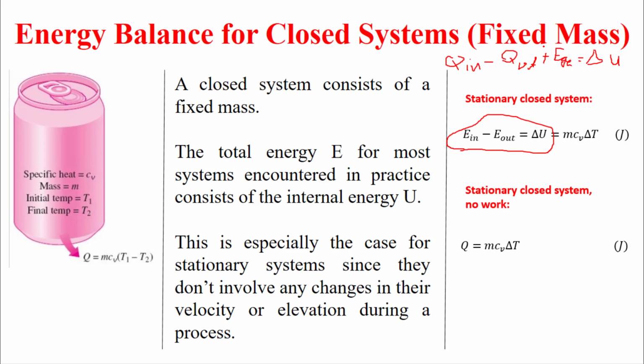Do we have any generation inside it? Do we have a chemical reaction here? Nuclear? Chemical? Mechanical? Electrical? Nothing, so this goes to 0. Do we have a Q in? We don't have a Q in, we have only Q out with a minus sign, and instead of delta U I can write m CV delta T.